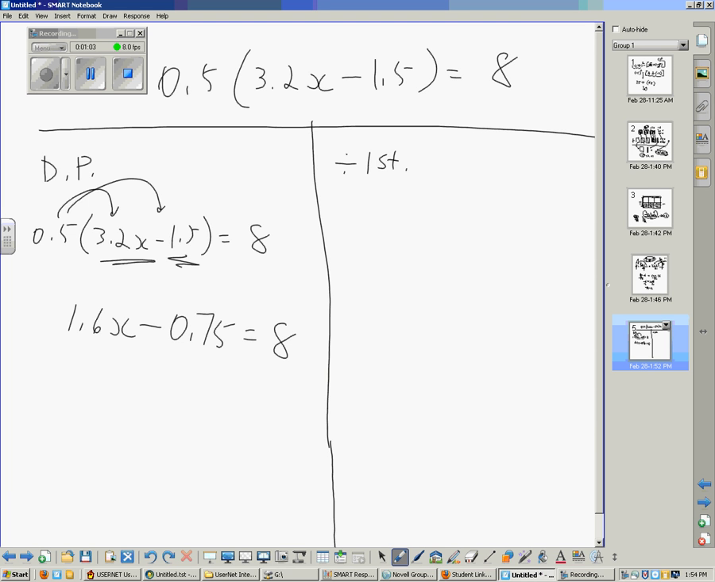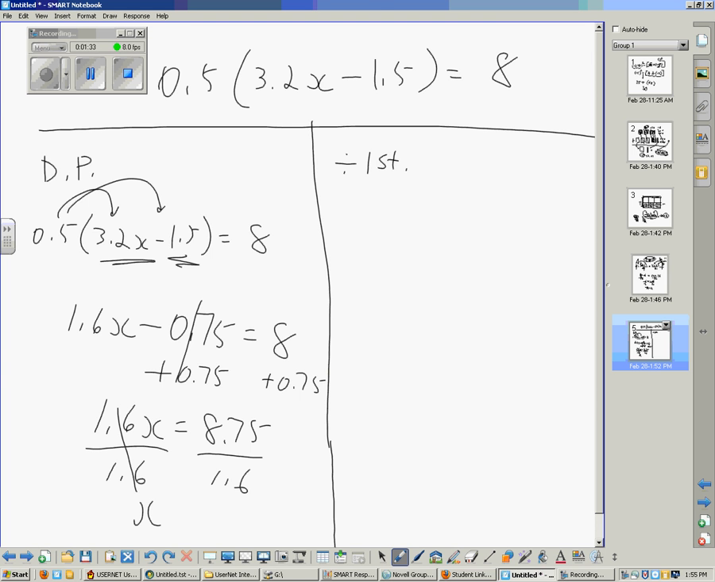Then we just have an equation that would be no different than if we had 2x plus 1 equals 4. You would subtract 1 from both sides, and then you would divide both sides by 2. The only difference is we have decimals. So get rid of the constant first by adding the opposite operation. We get a zero pair, and we do the same thing over here. We'll have 1.6x equals 8.75. Divide both sides by the coefficient.